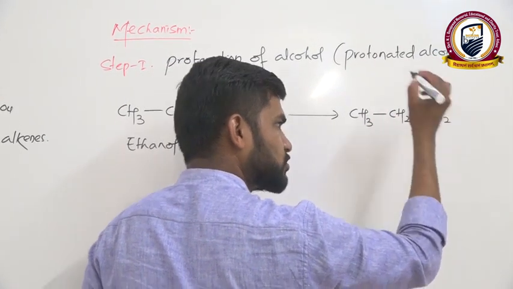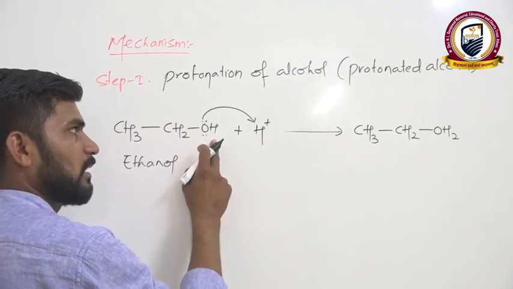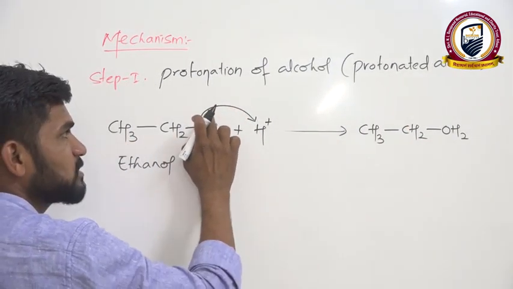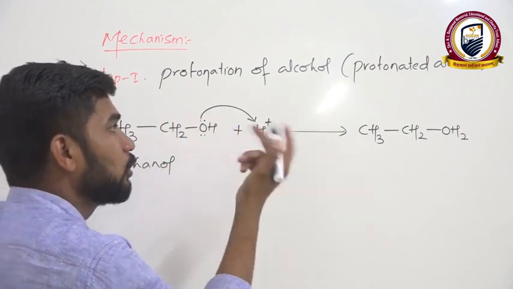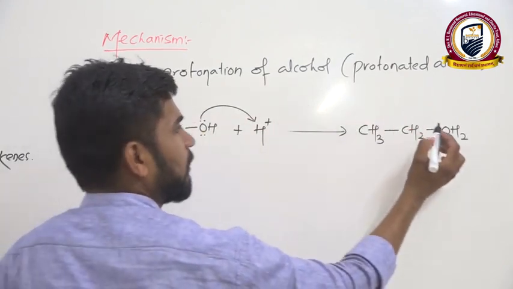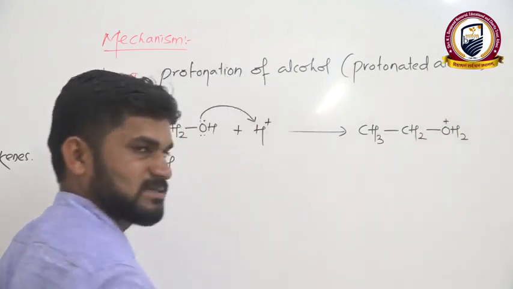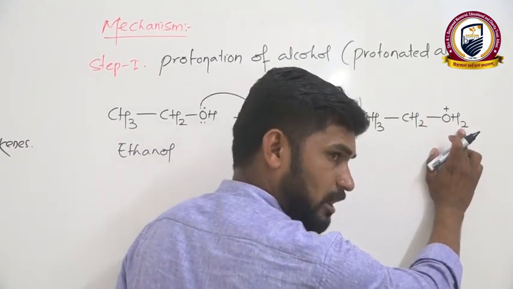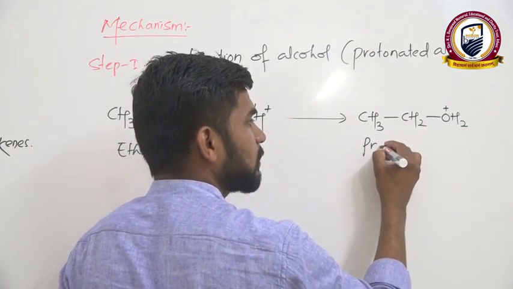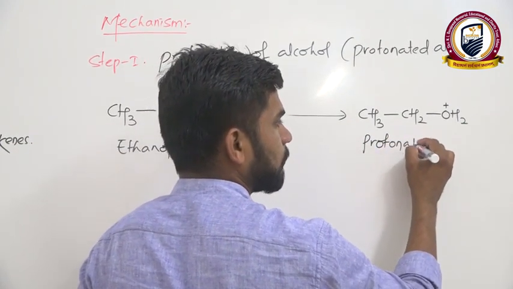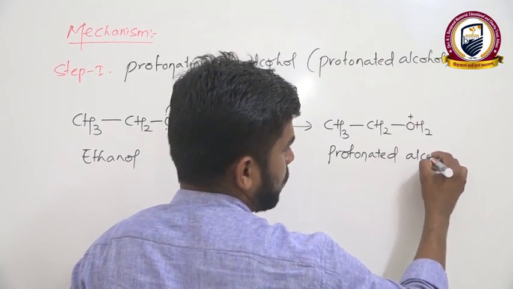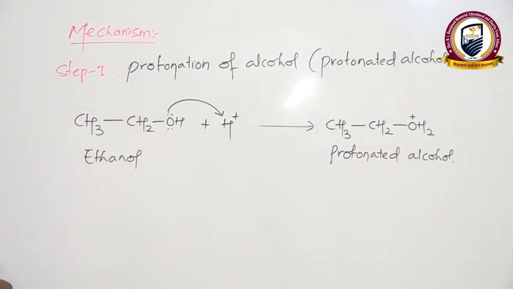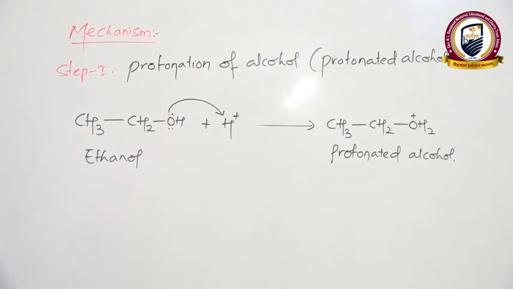Here oxygen is losing its one lone pair of electrons to accept this proton, therefore it will carry a positive charge. So this is the alcohol which is having one extra proton. That's why this is called protonated alcohol. The second step is formation of carbocation.